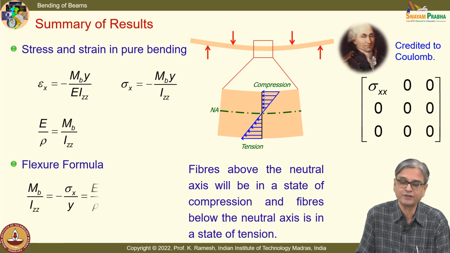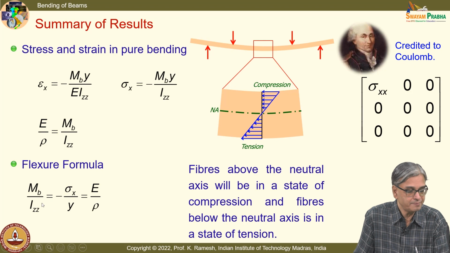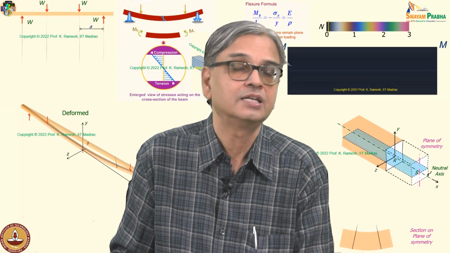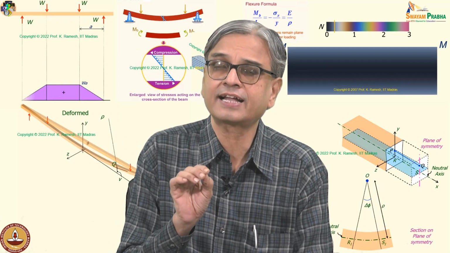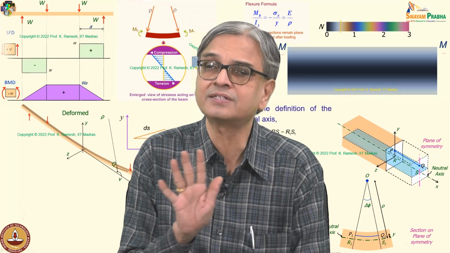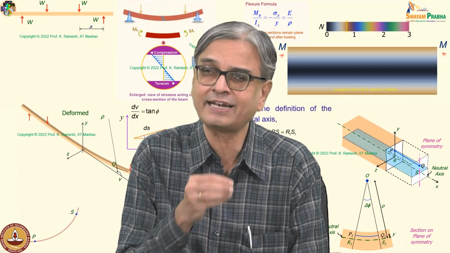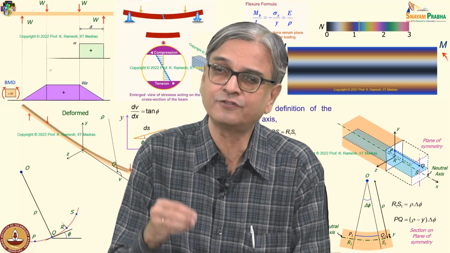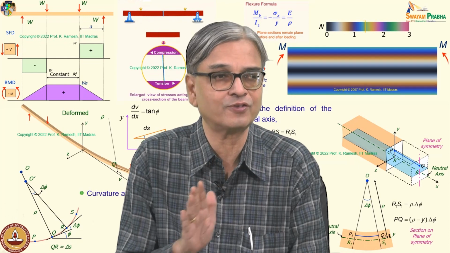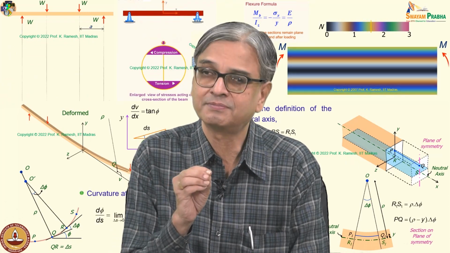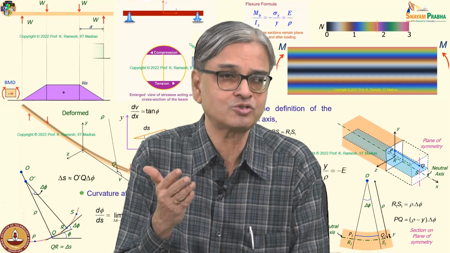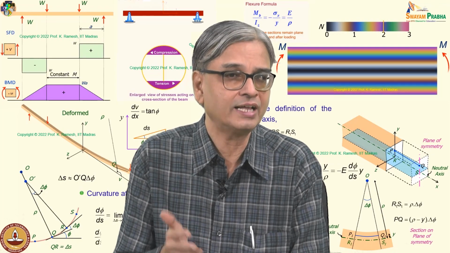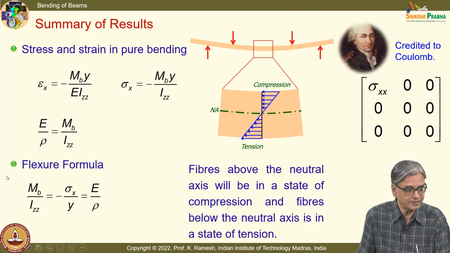So, I can write the flexure formula: Mb by Izz equal to minus sigma x by y equal to E by rho. You can complete your second course on machine design just with this formula, because there you directly take it as slender members. Even if it is not slender, you force it as slender, you get the first level of results, and you may not also have multiple material and all that. The entire course you can live with this.